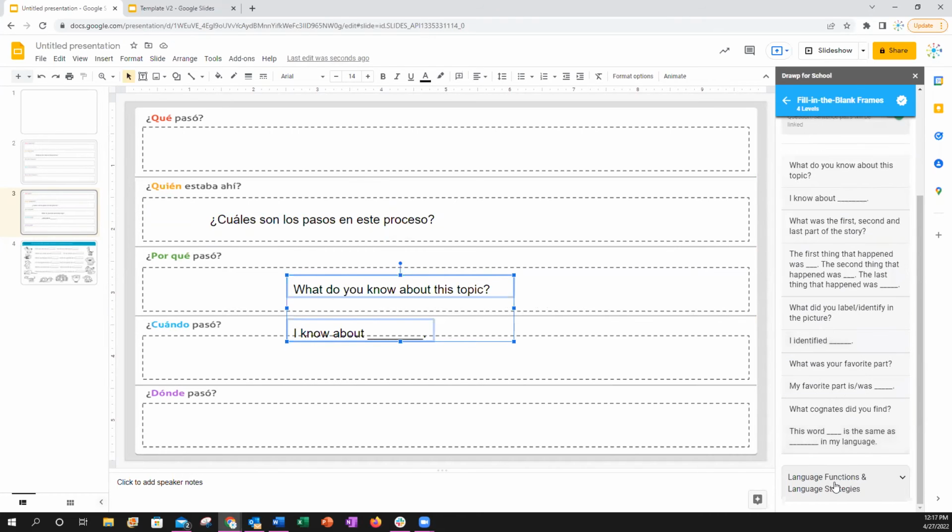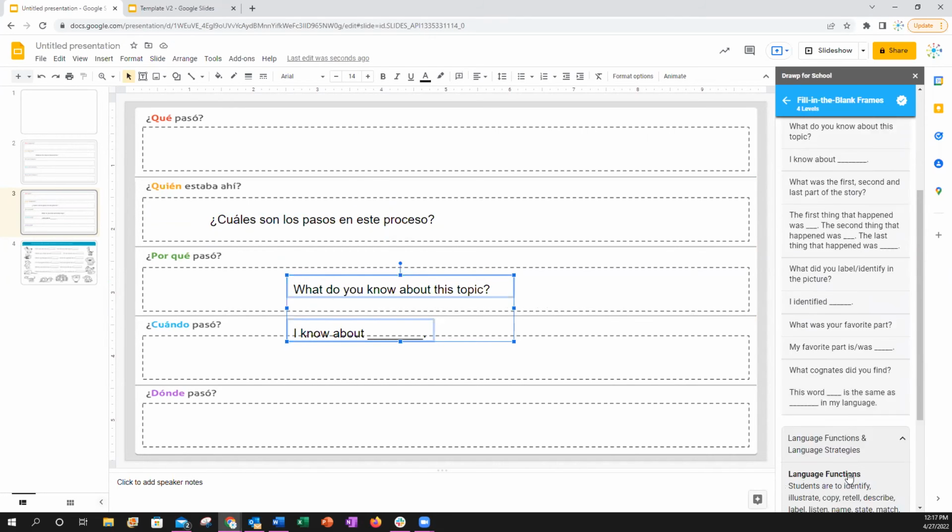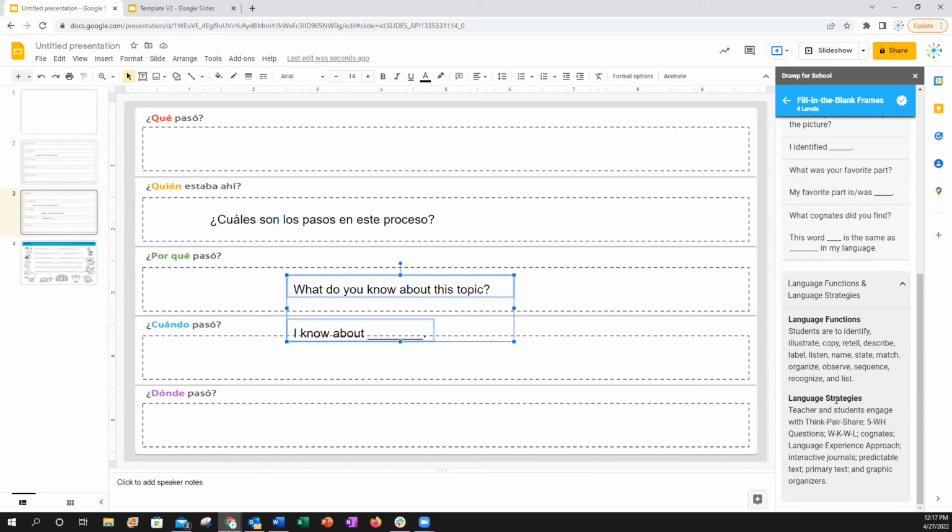At the bottom here, they have language functions and language strategies. So similar to the products and deliverables and strategies for the 3-level tool, it does show some of the language functions that students are able to do at this level, and some strategies that teachers might want to employ to reach those students. So this is another piece of the 4-level tool and the 6-level tool.